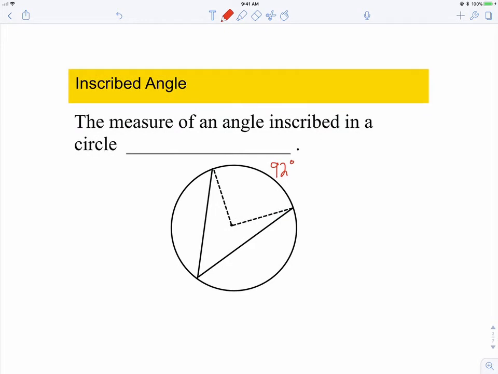So the measure of an angle inscribed in a circle is equal to half of the arc it intercepts. Whoops, there's no E on arc.